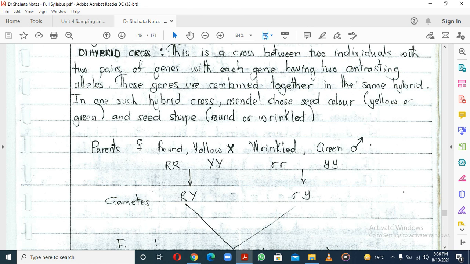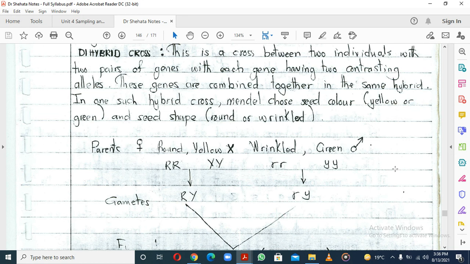So for this example that we are actually going to be assessing, you are looking at two individuals, and then you are assessing two pairs of genes, and those genes don't necessarily have to be the same. With each gene having contrasting alleles, these genes are now combined together in the same hybrid. Remember, we're trying to explain the law of independent assortment.